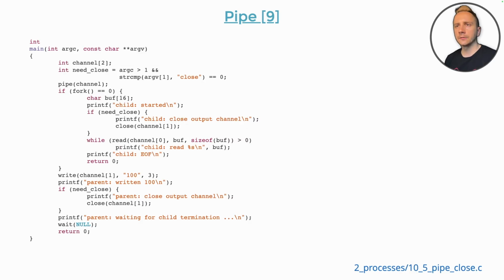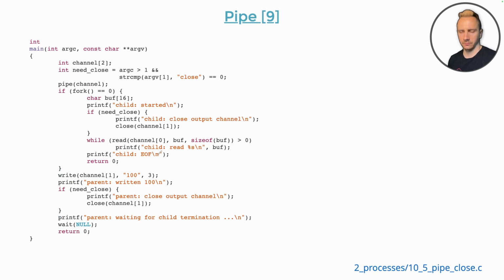This example on the slide in front of you shows why it is important to close unneeded ends of the pipe. Let's see, so I decided just not to care about the unused ends of the pipe. I created a program where I have 1 pipe, and I take a command line argument if I need to close the unused ends. By default, I will not close. Then I create the pipe, I create the child process, and the child process will read the reading end of the pipe while it is readable, and then it will return. The parent will send the message to the child and then wait until the child is terminated.